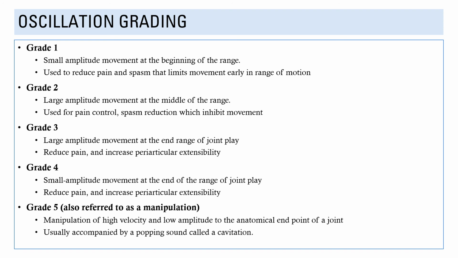Grade 3. Large amplitude movement at the end range of joint play. Reduce pain, and increase periarticular extensibility. Grade 4. Small amplitude movement at the end of the range of joint play. Reduce pain, and increase periarticular extensibility. Grade 5. Also referred to as a manipulation. Manipulation of high velocity and low amplitude to the anatomical endpoint of a joint.